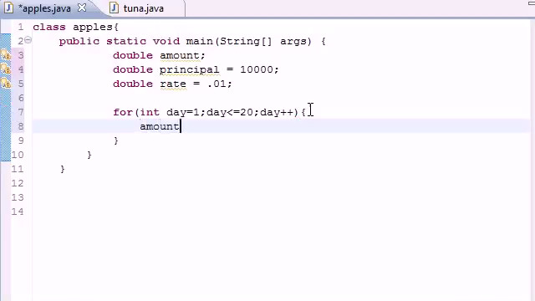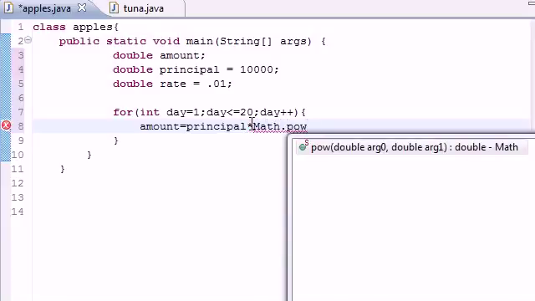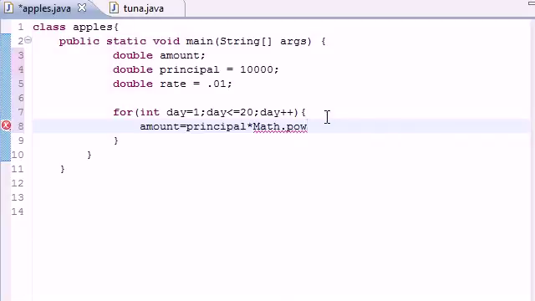We want to solve for amount, so that's what we're going to be setting it equal to, since we don't know what it is yet, but we do know what the formula is for it. It's principal, and make sure you type these right, principal, times something to the power, and this calls for an outside method that's math.pow. You can see right here that it takes two arguments. The first argument is what's in the parentheses, and the second argument is the exponent. So let's go ahead and add those arguments right here.